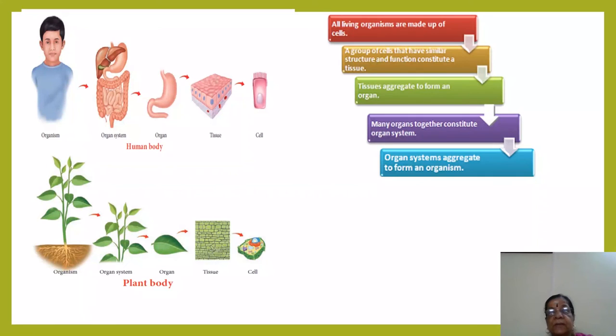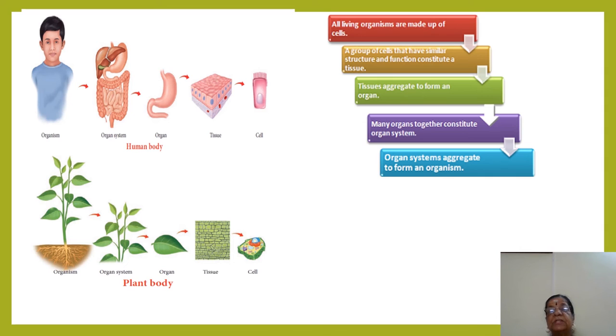The next one: first we said the cell is the structural and functional unit, and then we said cells are prokaryote and eukaryote, and then we say the organism is unicellular or multicellular. Unicellular is a single structure doing all the functions, for example bacteria and amoeba. Whereas in a multicellular organism, all living organisms are made up of cells.